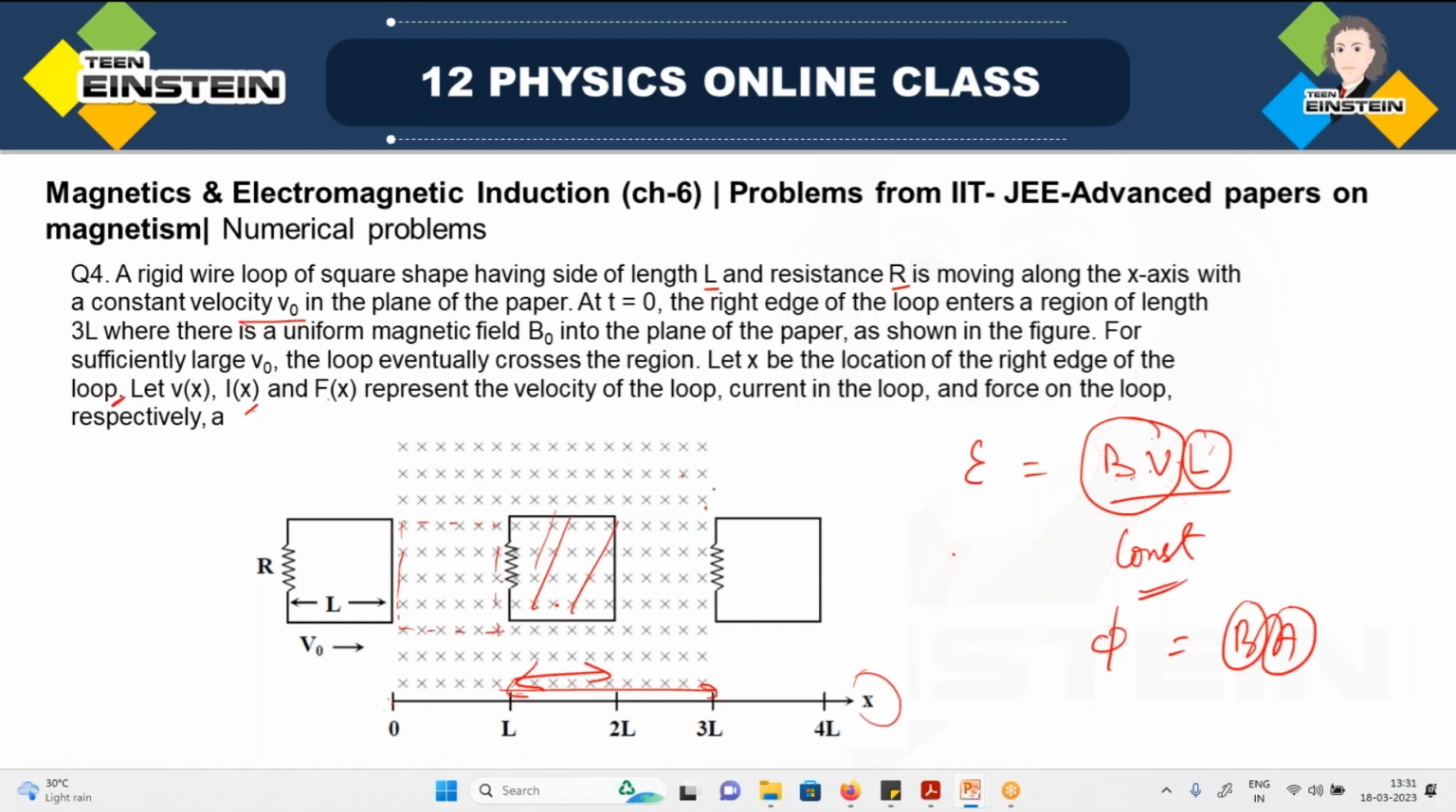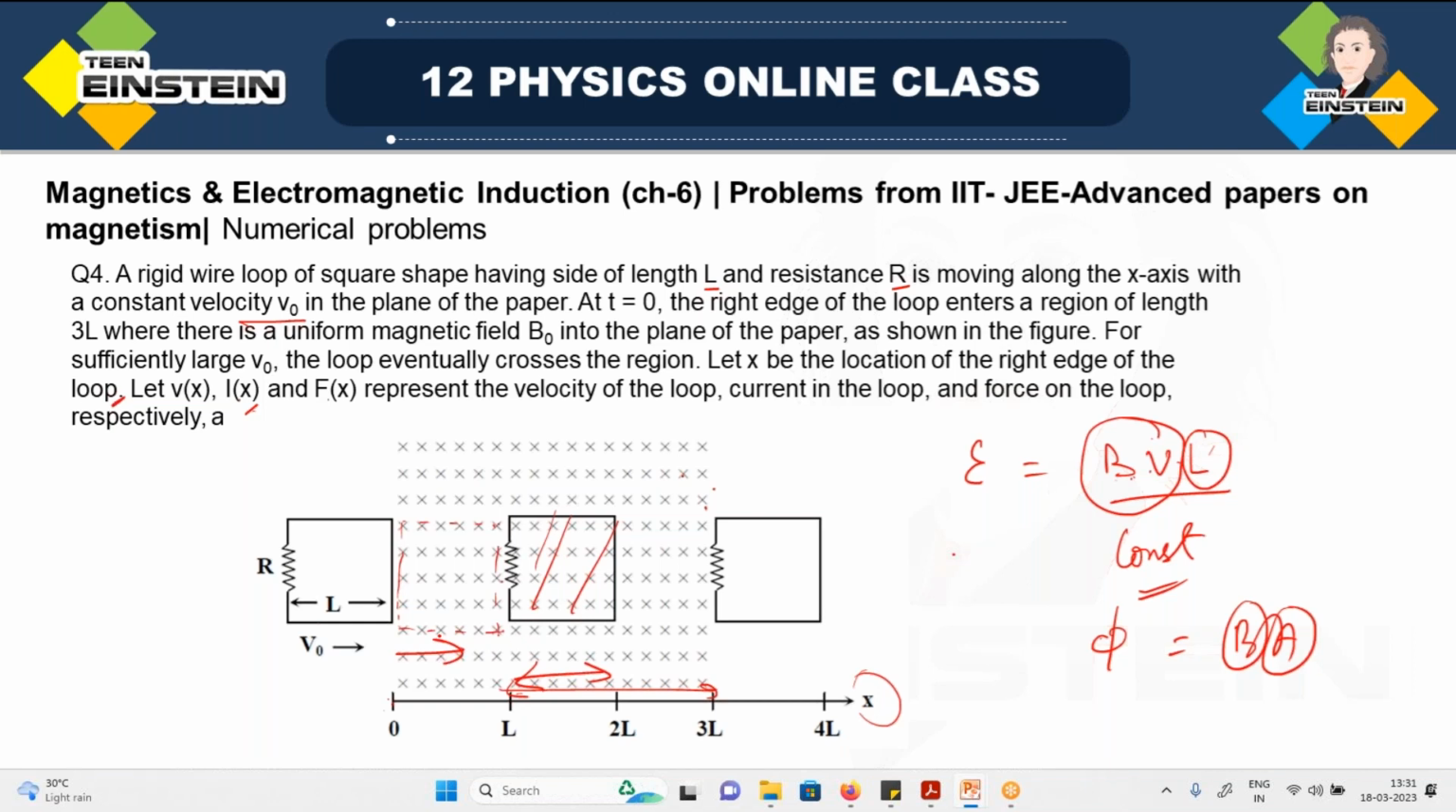Induced current is maximum at x equal to 0 because it just enters at x equal to 0. Then it decreases as the loop goes inside, because there is no change in the magnetic flux when it goes into this region.